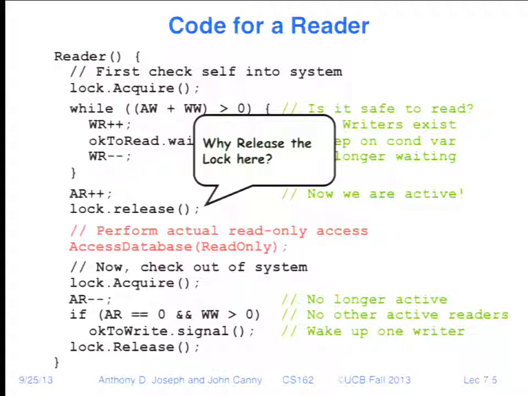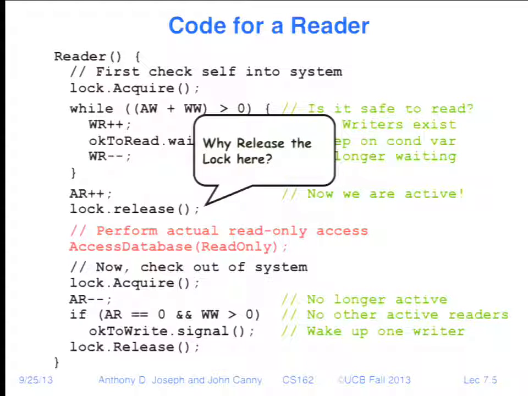Well, it's not really a Mesa versus a Hoare monitor question. It's a question about allowing the other threads to figure out what's happening. Does that make sense? So what we're actually locking here is the state variables. So we want to allow a reader to go in and do a read, and another reader to actually get through here and do a read at the same time.